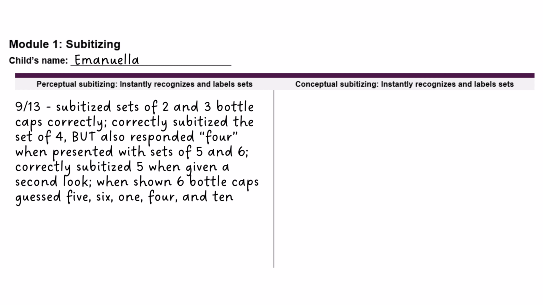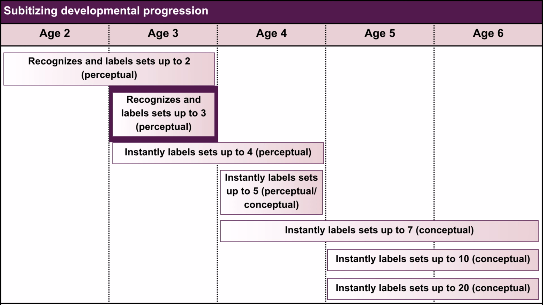Emanuela's teacher may want to collect more data to see if Emanuela can subitize sets of 4 and 5 in different contexts, and answer questions about how she sees those larger quantities to get a better understanding of where she falls on the developmental progression. Emanuela's subitizing ability falls within the second band on the subitizing developmental progression. She can perceptually recognize and label sets up to 3. Given that Emanuela is 4 years old, her subitizing ability is outside of the range of other children her age.